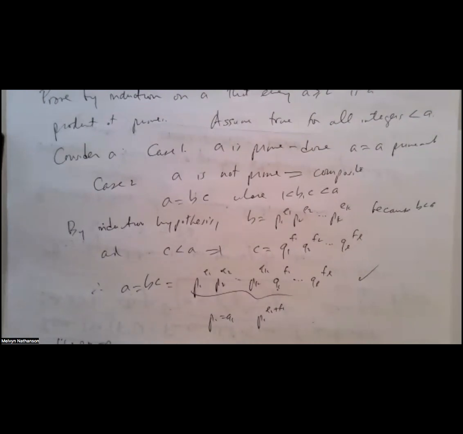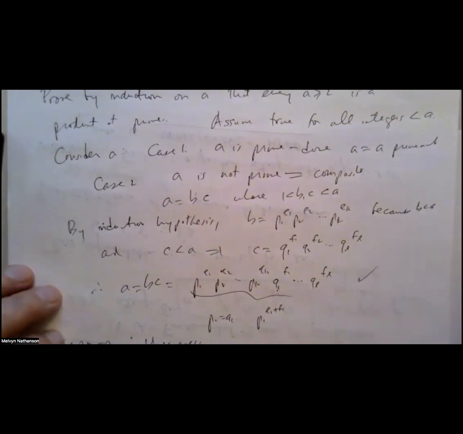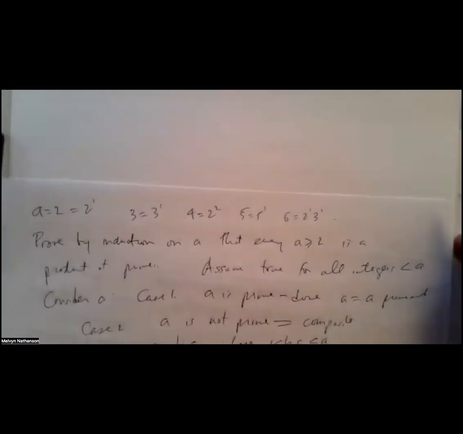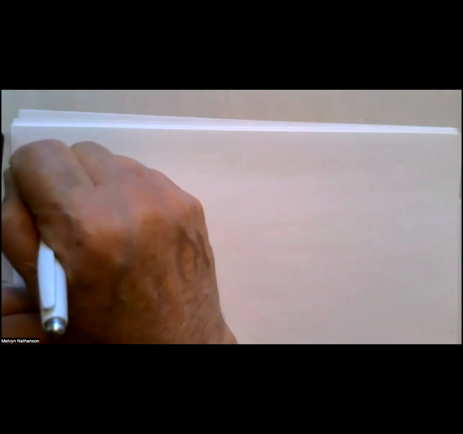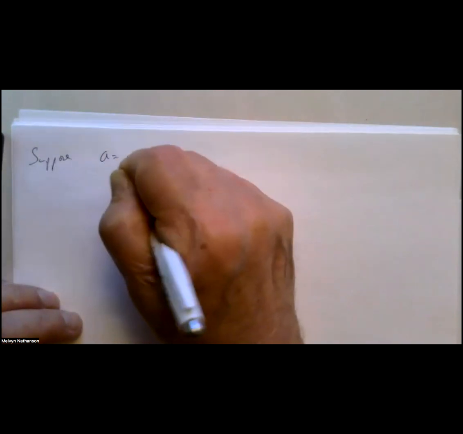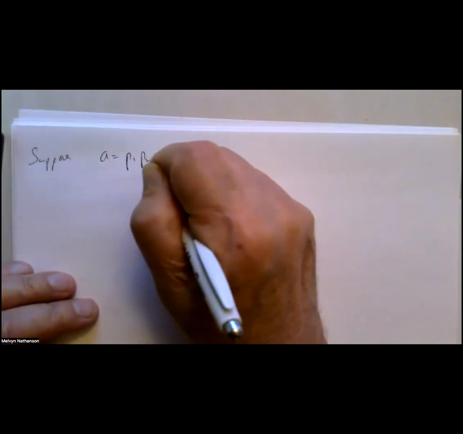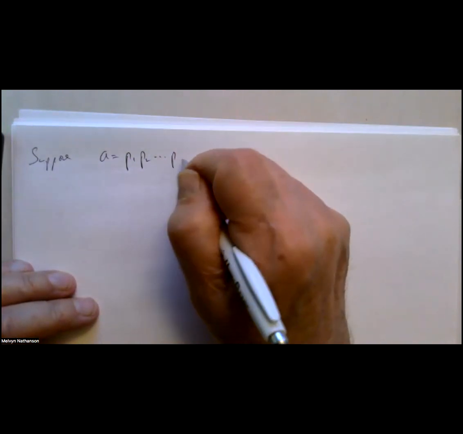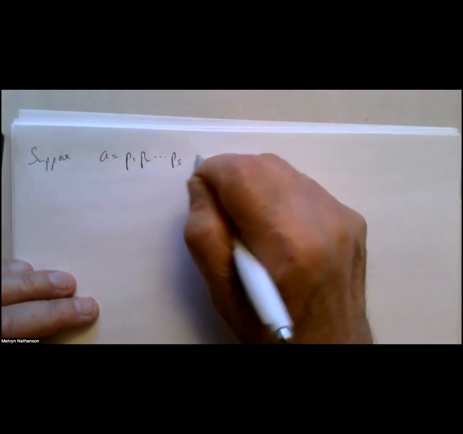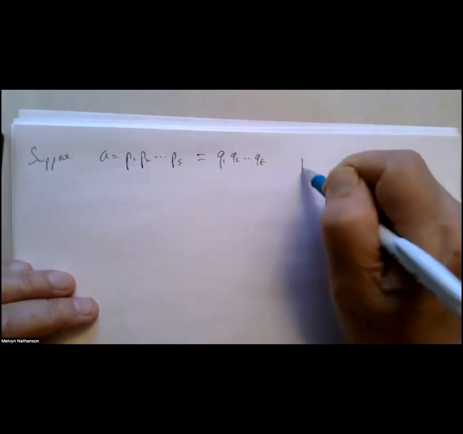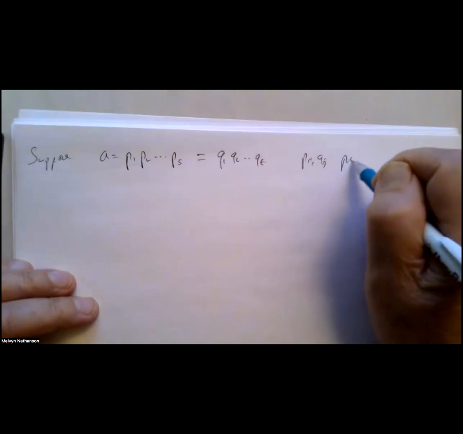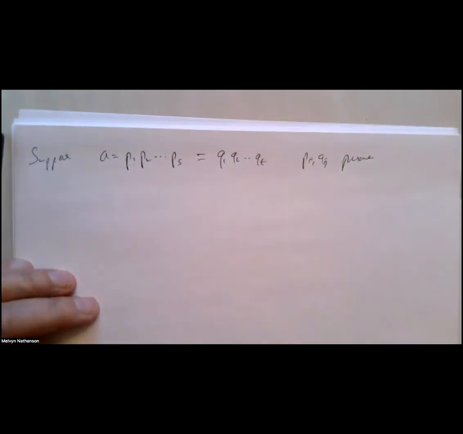What is harder is to prove uniqueness. And so to prove uniqueness, we do it as follows. Suppose A is some product of primes. I'll just write out the primes. They're not distinct now, just some product of, let's say, S primes. But also, there's another way to write A as a product of primes, Q1 up to Q sub T, where the Pi and the Qj's are prime numbers. And S doesn't have to equal T.